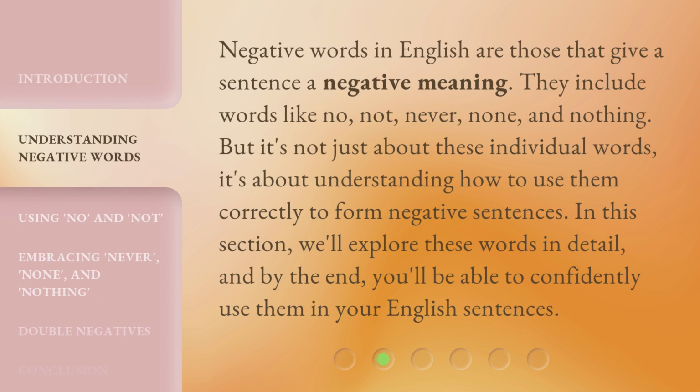Negative words in English are those that give a sentence a negative meaning. They include words like no, not, never, none, and nothing. But it's not just about these individual words, it's about understanding how to use them correctly to form negative sentences. In this section, we'll explore these words in detail, and by the end, you'll be able to confidently use them in your English sentences.